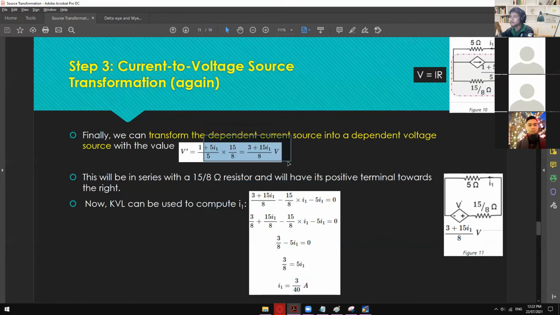After transforming this one, you will have a 3 plus 15 I1, divided by 8, which is now this one right here. So from parallel, it became a series connection now. Okay, and then from here, just apply KVL. So just simply follow the polarity of this one.